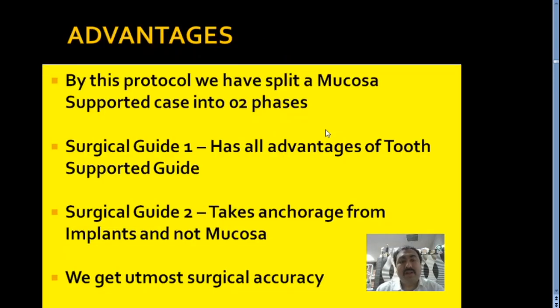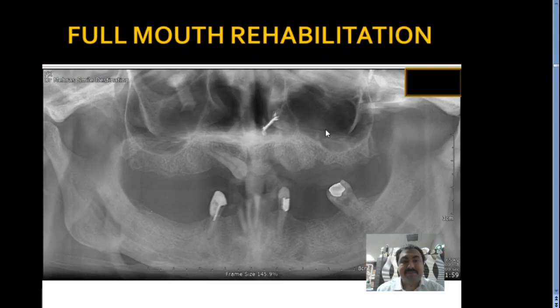Advantages of this protocol. Please have a look. By this protocol, we have split a mucosa supported case into 2 phases. Our surgical guide 1 will have all the advantages of a tooth supported guide, and at the same time surgical guide 2 will take anchor from the implants and not mucosa. And what we get? Again, we increase our accuracy.